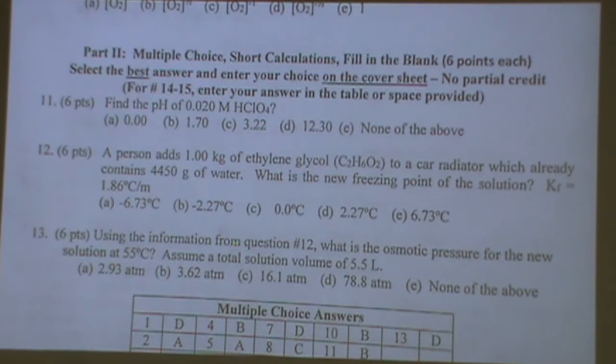Okay. Why do you think it's A? Yeah, the concept is it has to go below 0, because 0 is the freezing point of water. So the answer must be negative. If it was positive, that would be impossible because that'd be a melting point elevation. Is that okay?